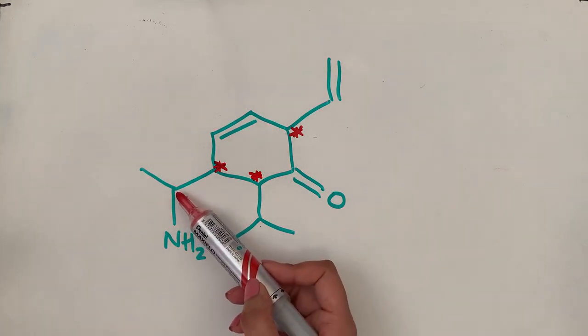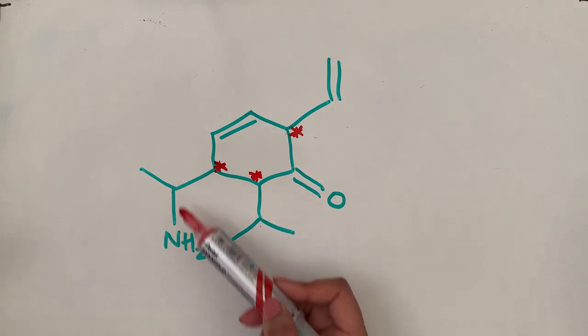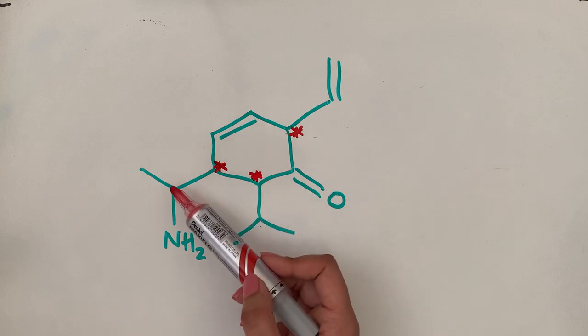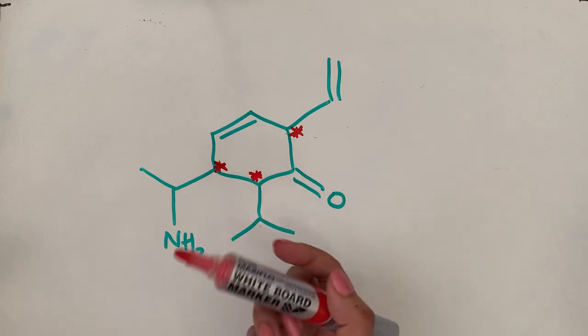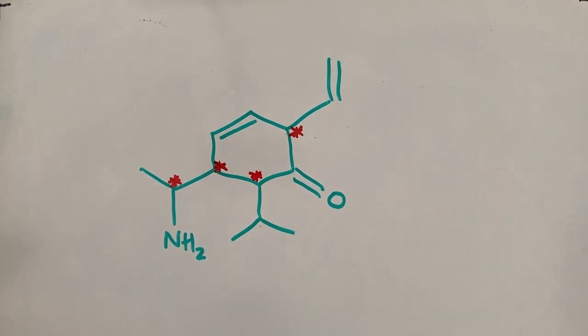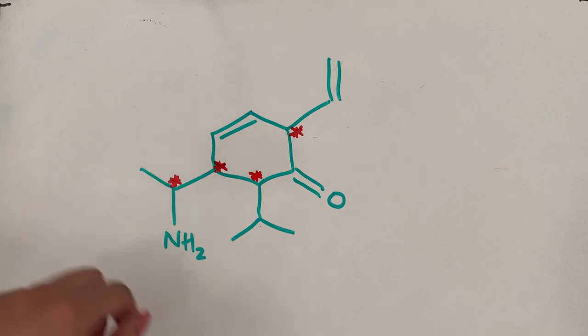Moving down this branch over here, this carbon is bonded to an amine group, bonded to a methyl, bonded to this whole ring over here, and bonded to a hydrogen, and therefore they are 4 different groups, and therefore this is a chiral center. Okay, this carbon here is bonded to 3 hydrogens, therefore cannot be chiral. Nitrogen here cannot be chiral.